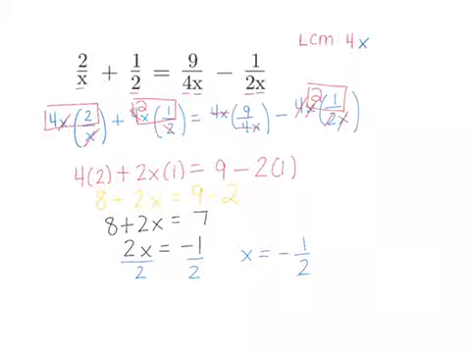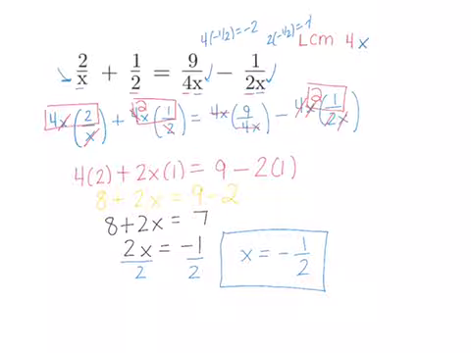So if I plug it in here, my denominator is -1/2. If I plug it in here, that would give me -2. 4 times -1/2 is -2. And if I plug it in here, I would have -1. So 2 times -1/2 is -1. None of those are 0, which means this is a perfectly good solution.